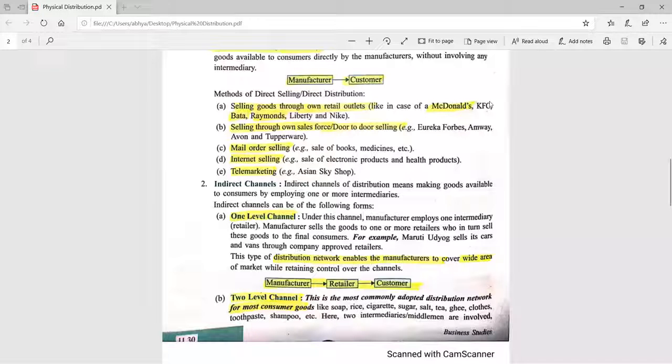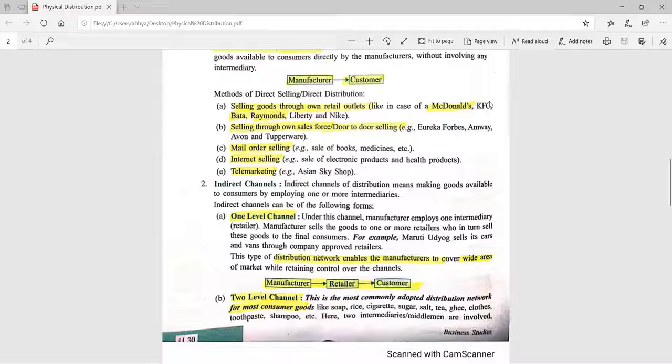It is not necessary that you select only one in your project work. You can also select more than one. Like you are doing internet selling, you can also adopt telemarketing. So however many methods you want, you can select, but also refer to the cost. If you are going for telemarketing, then you have to pay a huge amount to the channels.